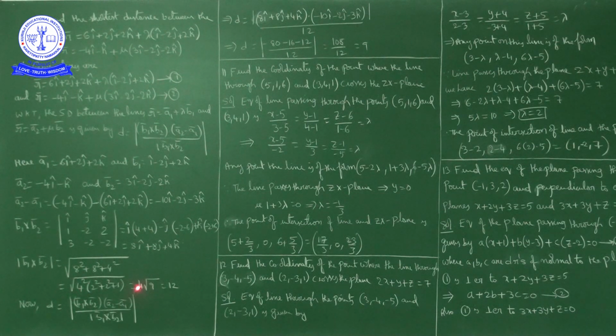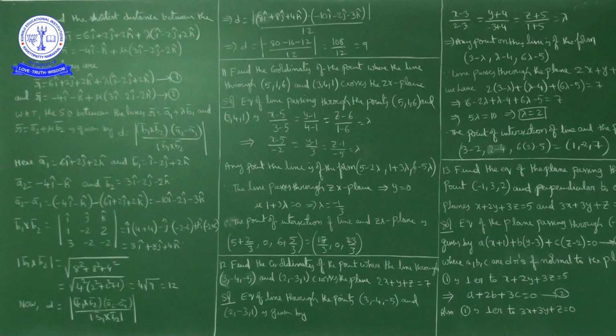So square root of 4 square is 4, into 4 plus 4 plus 1, that is 9. 4 into root 9, root 9 is nothing but 3, 4 into 3, 12. So magnitude of B1 bar cross B2 bar is 12.